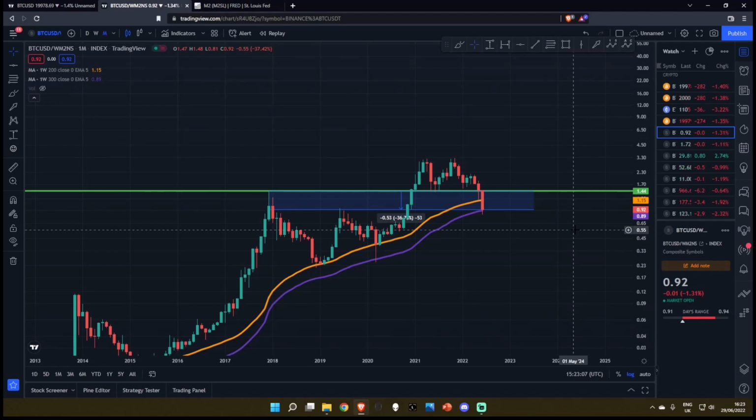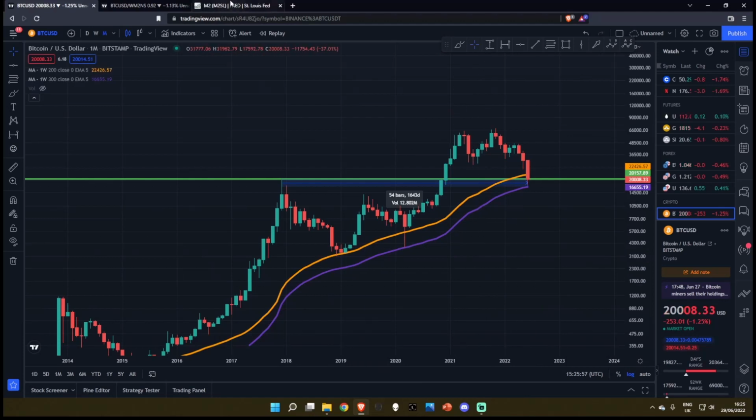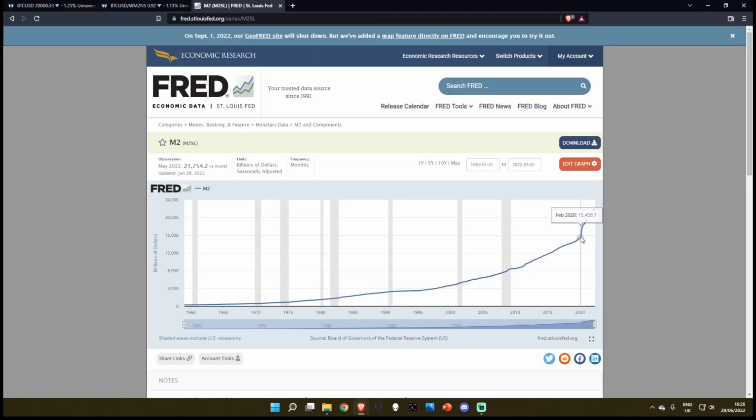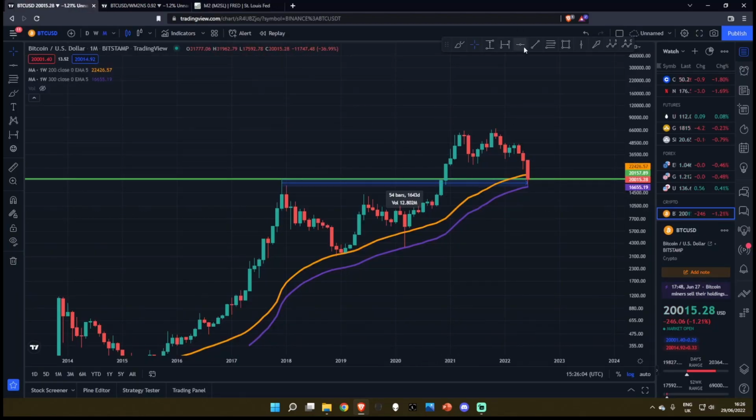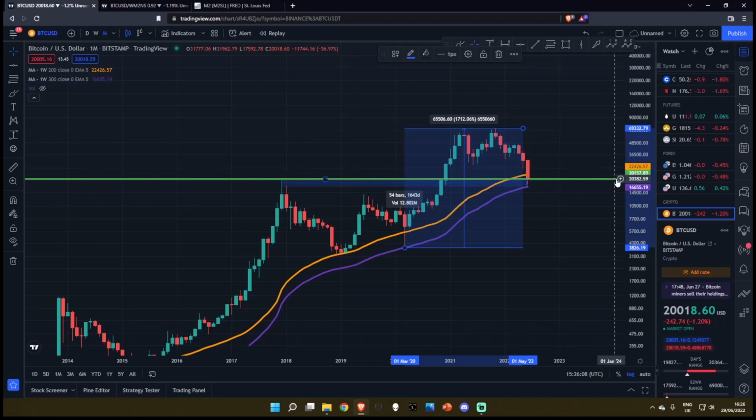So this is how Bitcoin is affected by the money supply. As you can see, in the short term, when we do see these massive parabolic increases in the money supply, in the short term for Bitcoin, this will equate to a large increase against its US dollar denominated value.